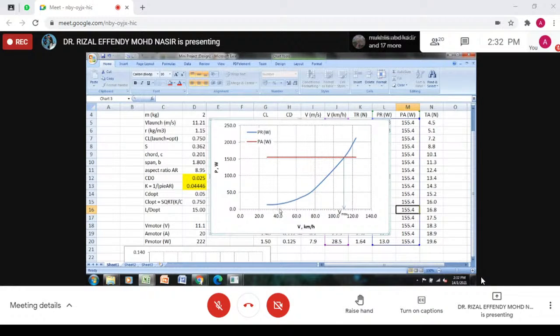So stall speed dia dekat mana. You can just copy here, click tempat yang sama, paste. It will be here. Okay, sama juga. Copy, klik ke tempat sama, paste. Duduk dalam ni. Stall, V-stall. Okay, so you mark your stall speed. Okay. And then you nak optimum speed.